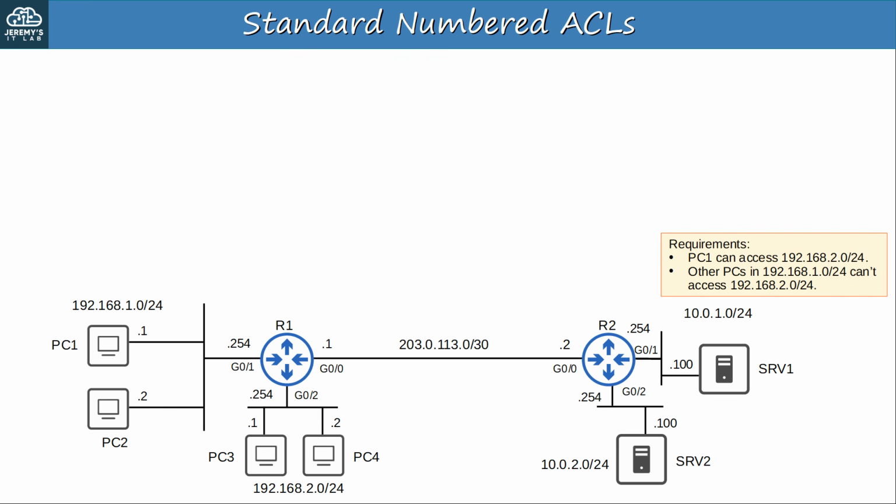Okay, first here are some requirements, which we can achieve by configuring an ACL on R1. PC1 should be able to access the 192.168.2.0/24 network, but other PCs in 192.168.1.0/24 shouldn't be able to access 192.168.2.0/24. So here's how I configured and applied an ACL to fulfill these requirements.